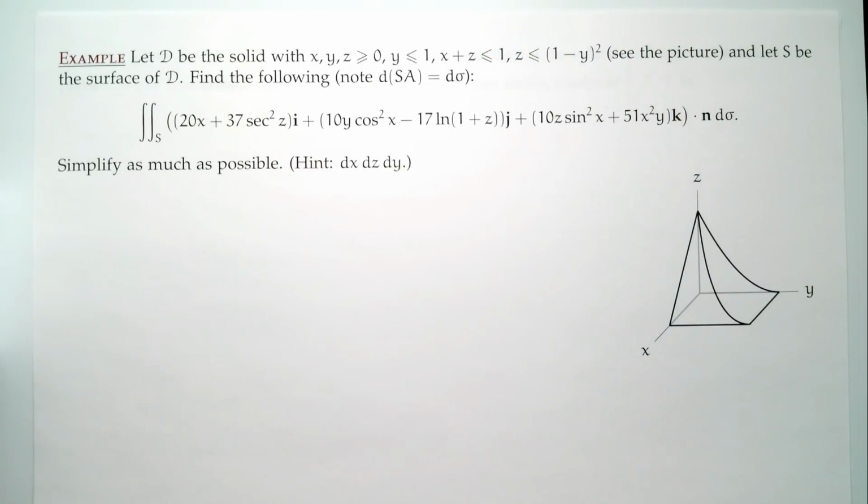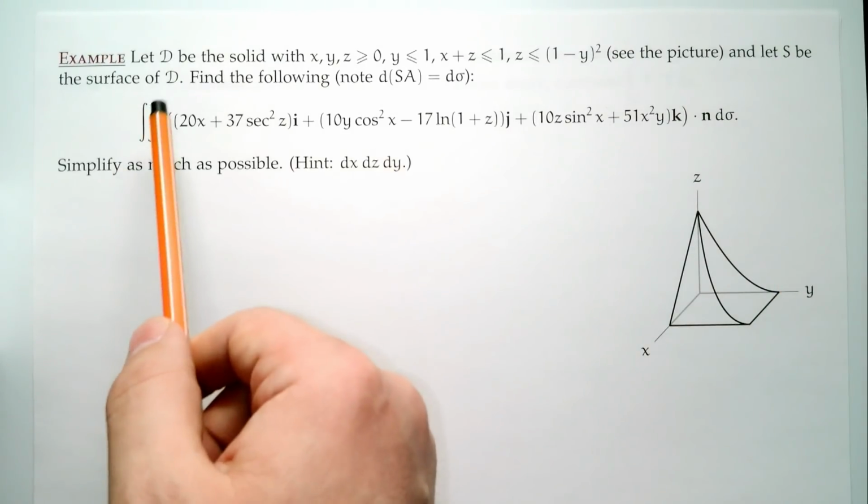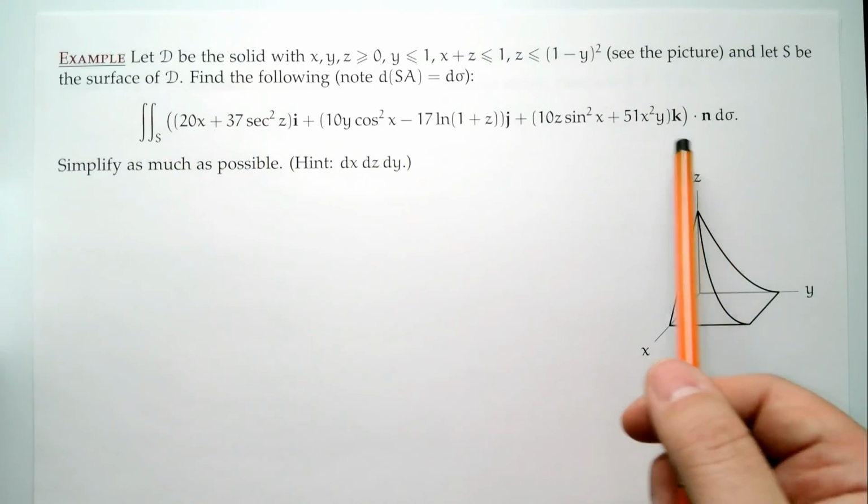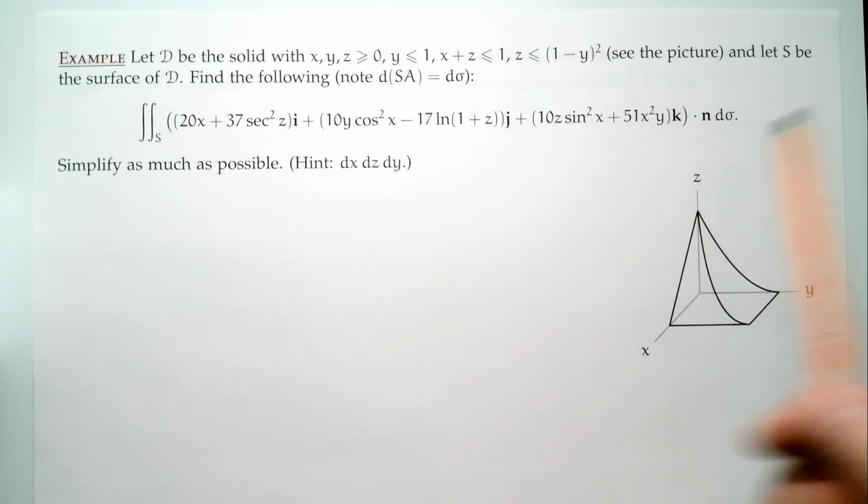We oftentimes go to cylindrical and spherical, not because that's where the theorem works, but just because those are the fun ones to do. These ones tend to be longer because you have to set stuff up. But we don't mind setting stuff up. We're getting good at that. And okay, so S is the surface of this solid. Find the following. We have this crazy expression, dot n d sigma. Simplify as much as possible.